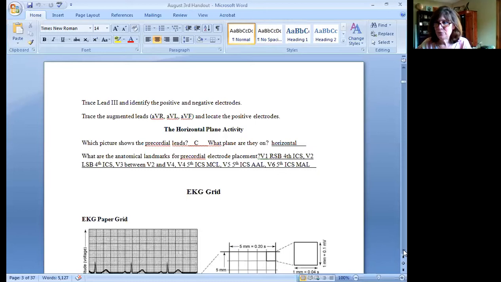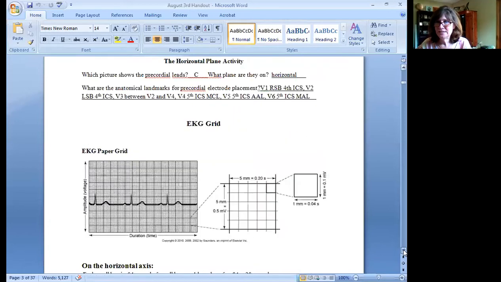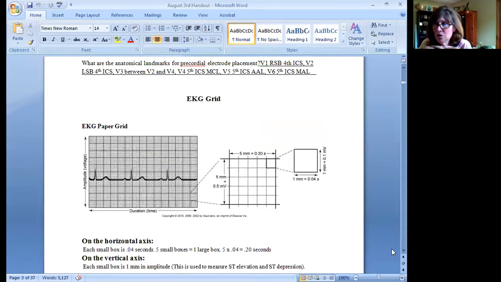Now let's take a few minutes to look at this EKG paper. Each large box contains 5 small boxes. The horizontal axis is time. What kind of time did it take for that impulse to travel from the SA node to the AV node and then into the ventricles? Each small box is 0.04 seconds.